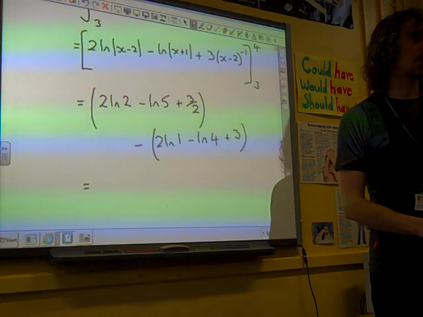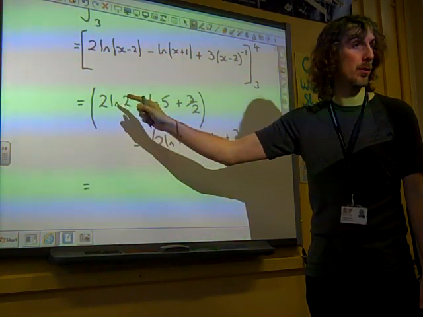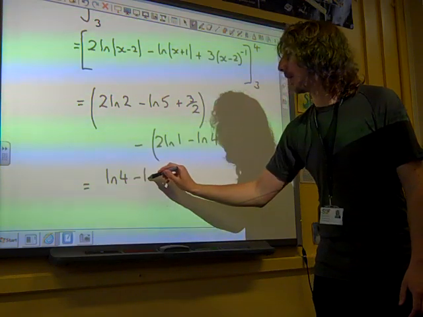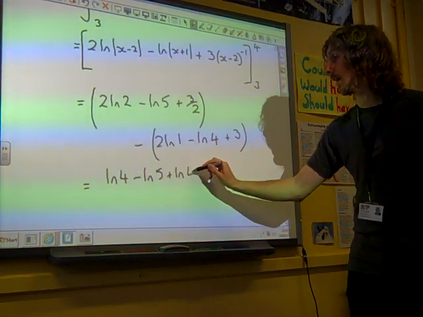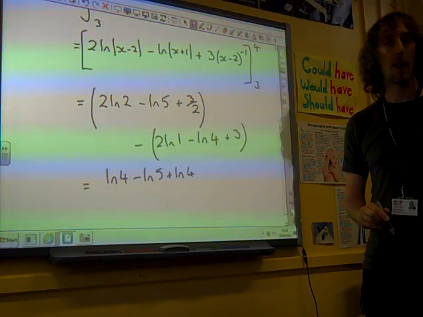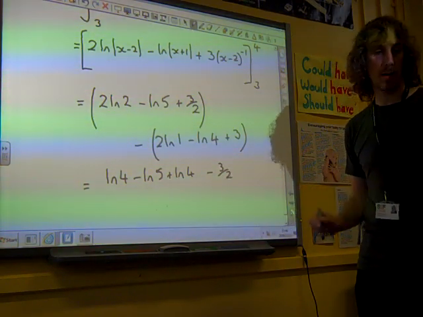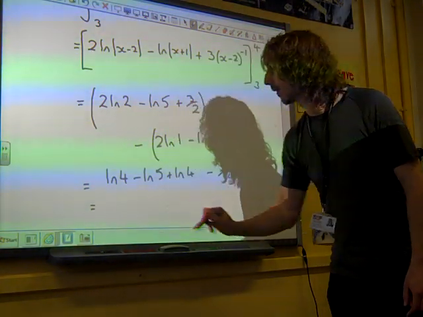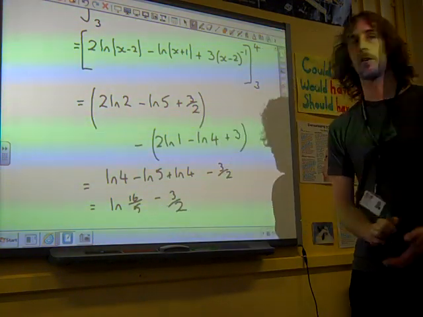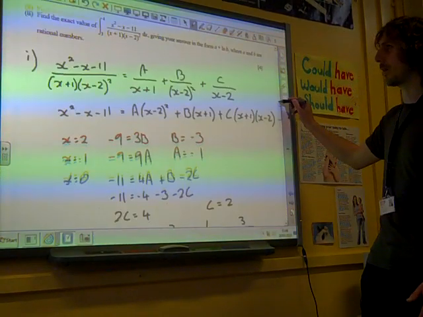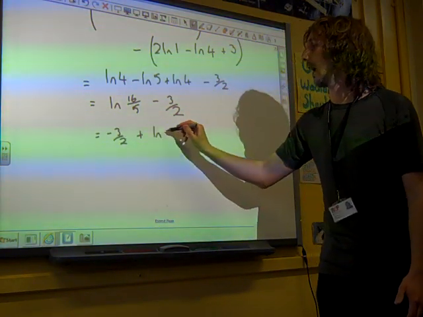We've got to try and simplify this as much as we possibly can. Let's write this 2 ln 2 is natural log of 4, isn't it? Because it's ln 2 squared. Minus ln 5. Natural log of 1 is 0, so that disappears. We've got minus ln 4, so plus natural log of 4. And we've also got 3 over 2 minus 3. Minus 3 over 2 there. So I think we're ending up with natural log of 16 over 5 minus 3 over 2. And there is what we wanted, which was a plus ln b. Alright. A plus ln b.